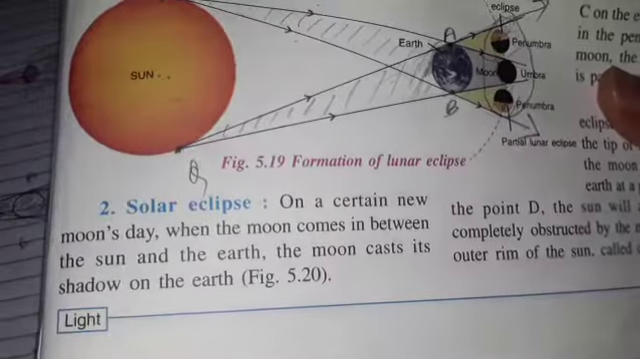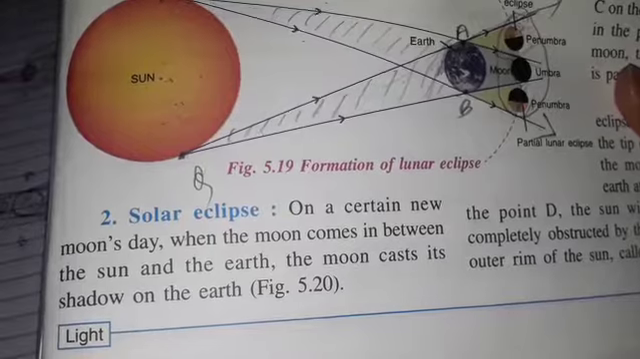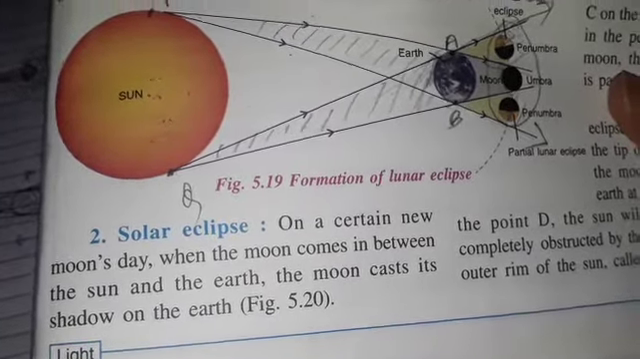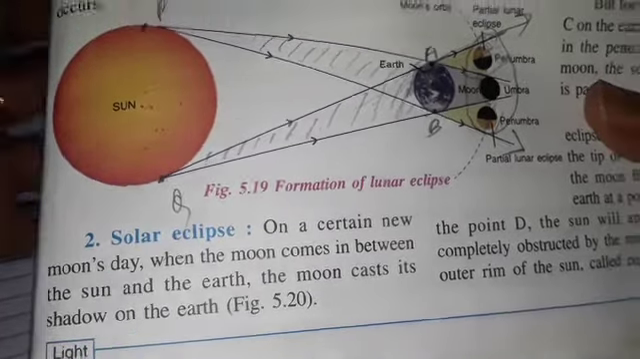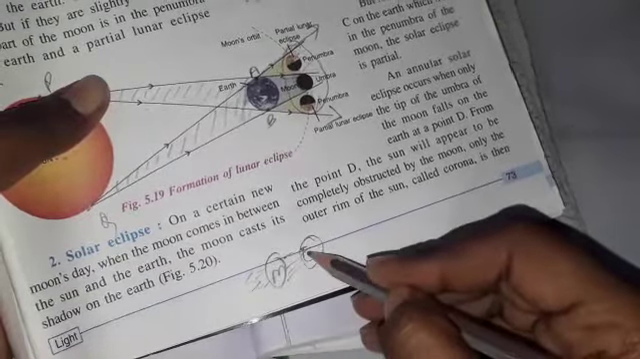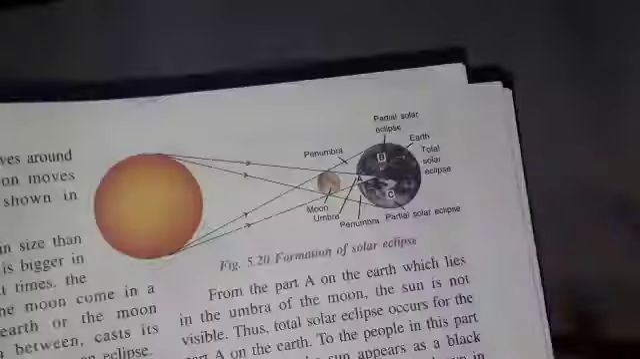And now class, this is solar eclipse. On a certain new moon's day, when the moon comes in between the sun and the earth, the moon casts its shadow on earth. So in this time, class, between sun and earth, moon is here. So again the shadow is formed on earth at this time. This causes the solar eclipse.